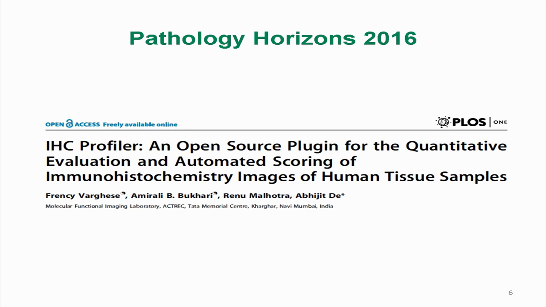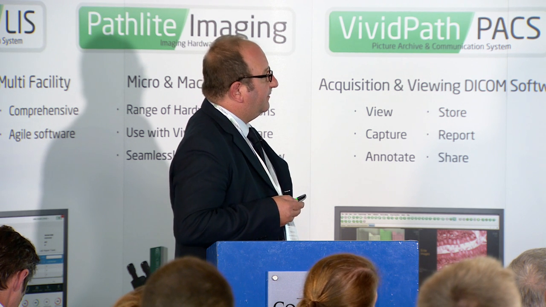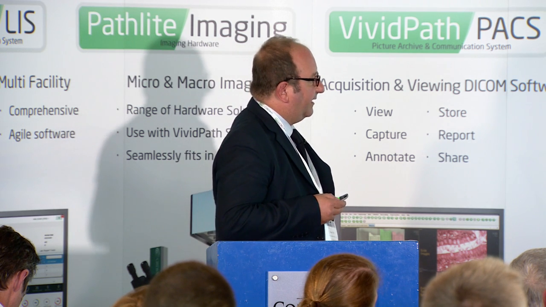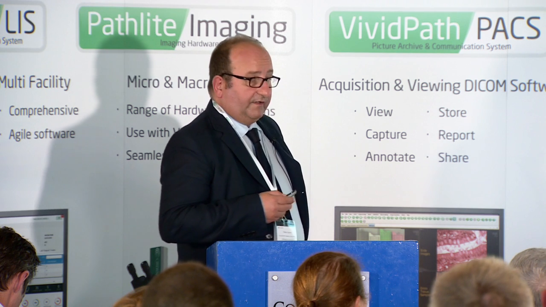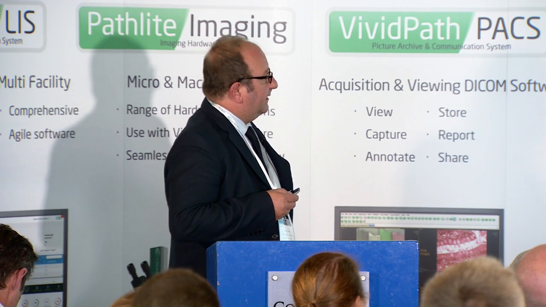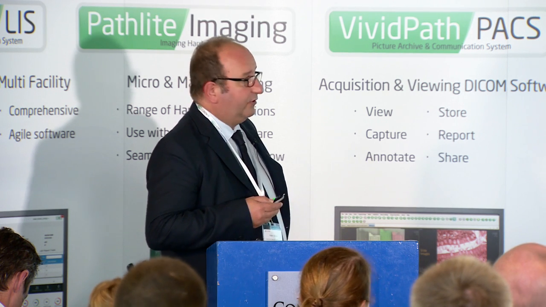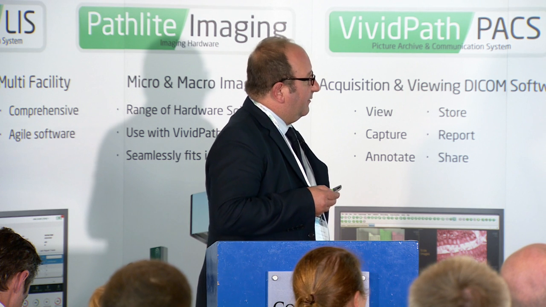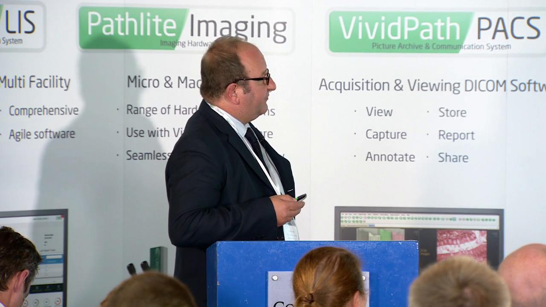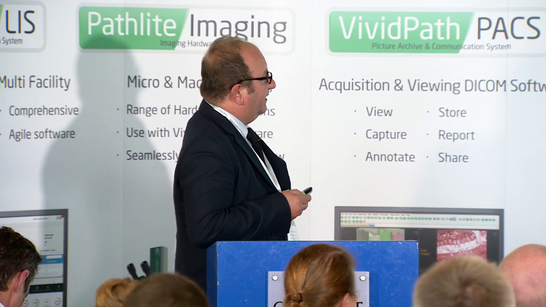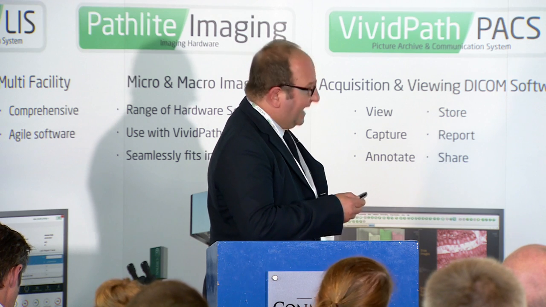But other papers have been published recently. For example, in PLOS ONE, "Immunohistochemistry Profiler, an open source plugin for the quantitative evaluation and automatic scoring of immunohistochemistry images of human tissue samples." In the abstract, the authors underline that to this day, in most of the world, pathological analysis of tissue samples remains a time-consuming and subjective procedure, wherein the intensity of antibody staining is manually judged and thus the scoring decision is directly influenced by visual bias.